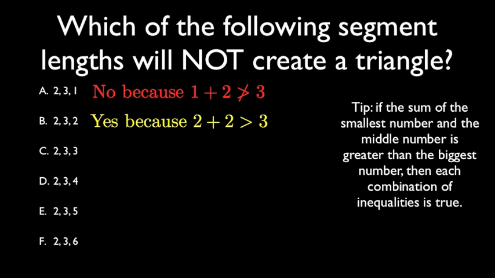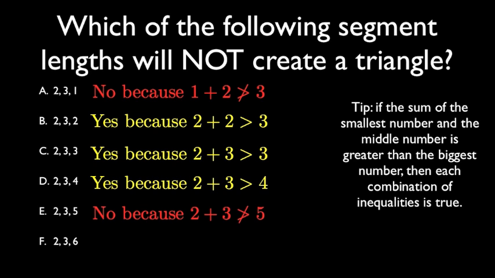The next one, 2, 3, 2, would form a triangle because 2 plus 2 is indeed greater than 3. Same for part C and for part D. But in E, 2 plus 3 is not greater than 5. In fact, it's equal to 5. And so 2, 3, 5 would not create a triangle.